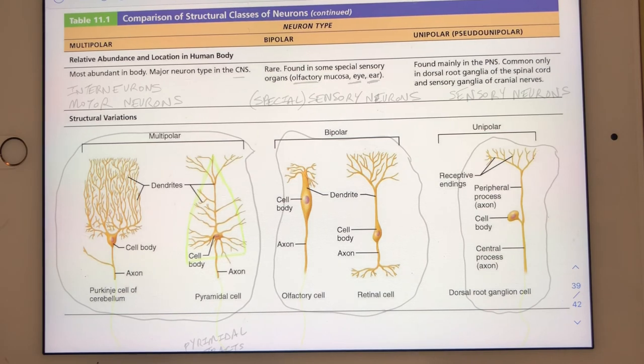Most of the neurons in your central nervous system are what's called interneurons. Most interneurons are multipolar. And we'll come back to that term very soon, interneurons, okay? But motor neurons are also multipolar.